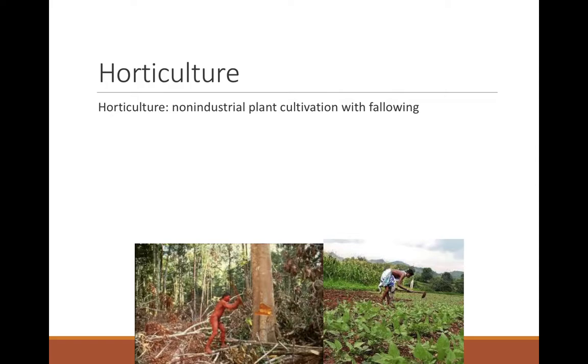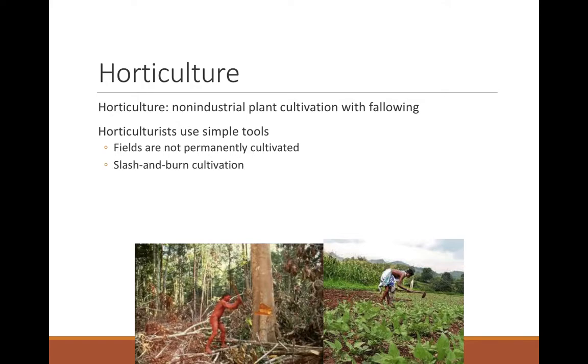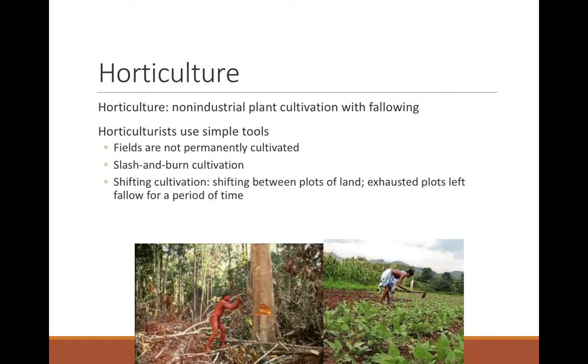Horticulture is defined as non-industrial plant cultivation with fallowing. Horticulturalists use simple tools. We're talking about handheld digging sticks and hoes. The fields are not permanently cultivated. This fallow period may vary in length, but may last for months or even several years.